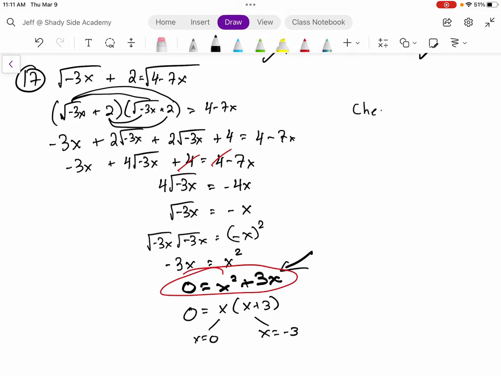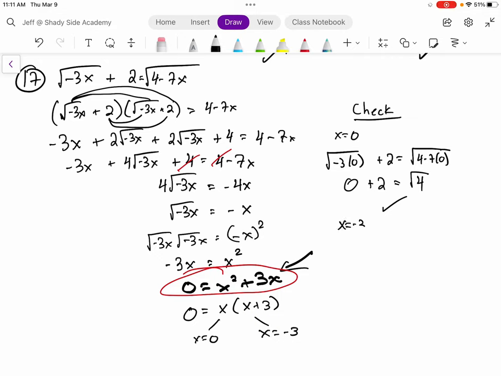And now over here on the right side, we're going to do our check. So here for x equals 0, we're going to say negative 3 times 0 plus 2 equals root of 4 minus 7 times 0. Well, this thing's just 0. And this thing is just root 4. So that looks very nice. What if x is negative 3, though? If x is negative 3, well, then I'm going to have negative 3 times negative 3 plus 2 is root of 4 minus 7 times negative 3.